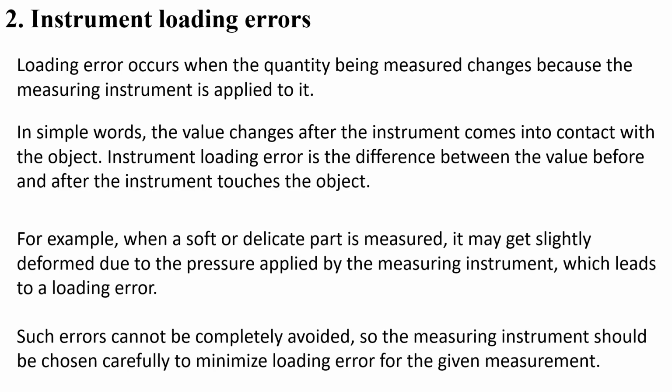For example, when a soft or delicate part is measured, it may get slightly deformed due to the pressure applied by the measuring instrument, which leads to a loading error. Moreover, these types of instrument loading errors cannot be completely avoided. So the measuring instrument should be chosen carefully to minimize the loading error for the given measurement.